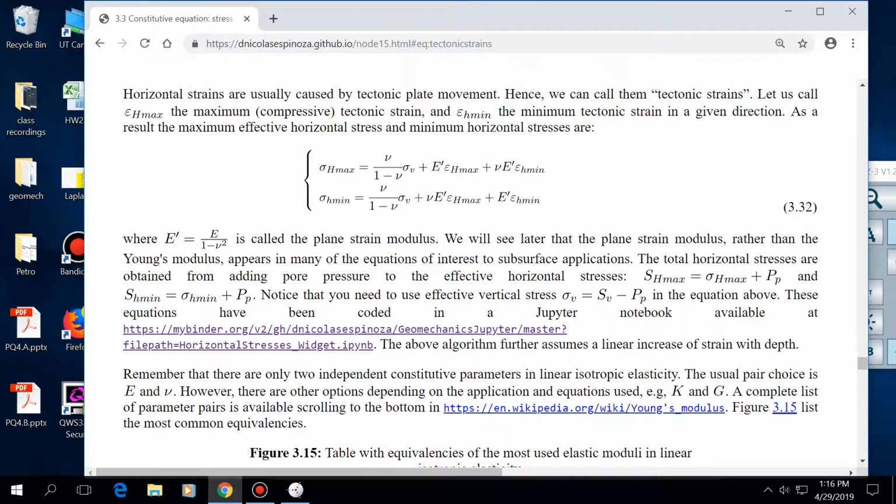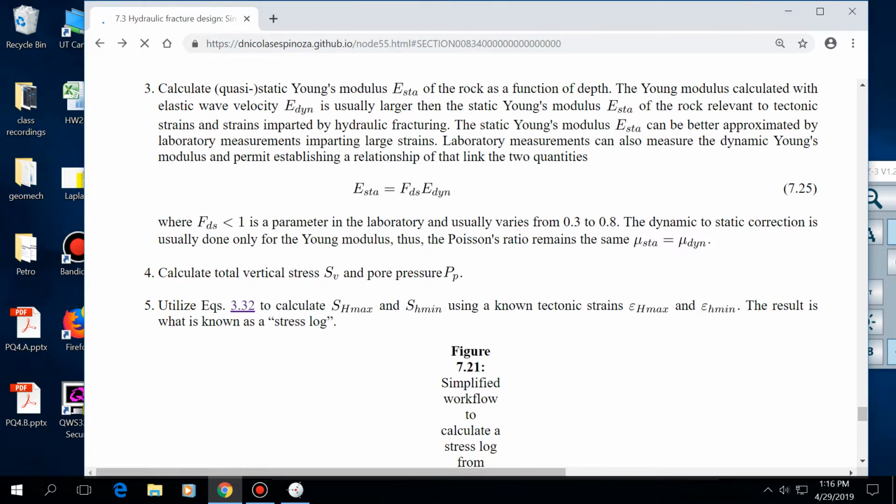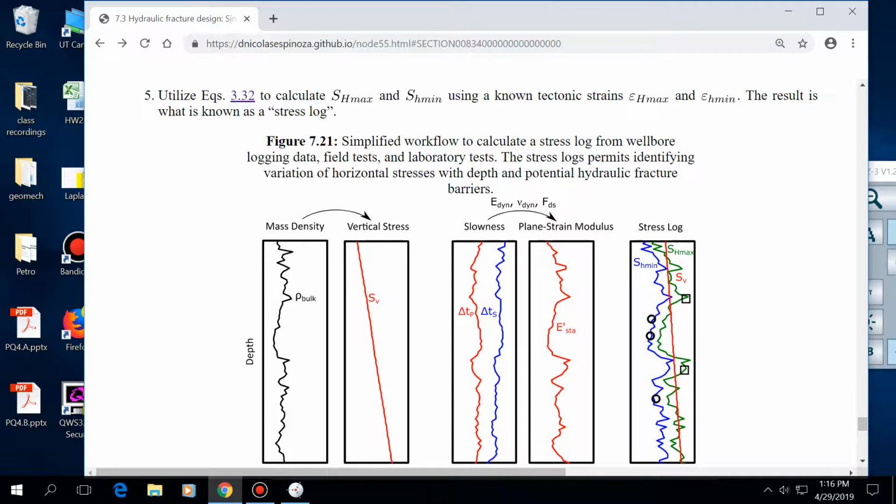You know the effective vertical stress, you know the tectonic strains, you know the plane strain Young's modulus, and there you have everything you need. So the only thing you have to do after that is to calculate these stresses and to interpret what these stresses mean for hydraulic fracture. This is sometimes called a stress log, and other times it's called a one-dimensional mechanical earth model, because it tells you the variation of stress with depth.